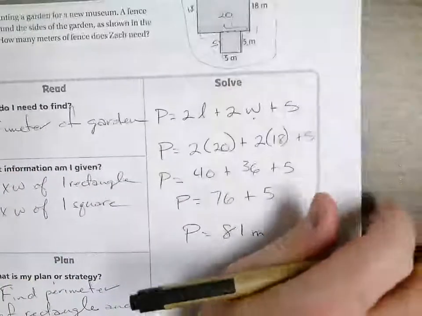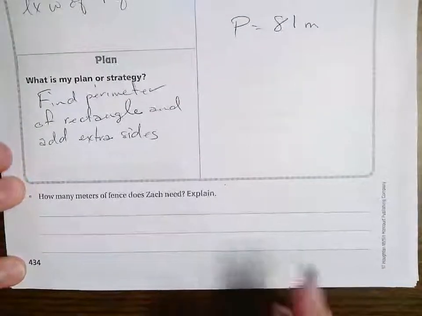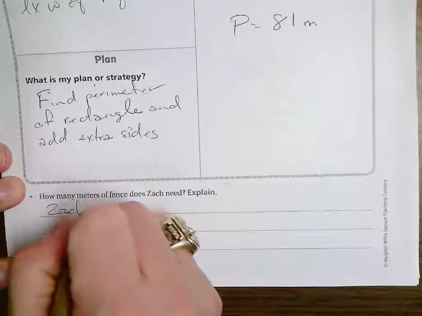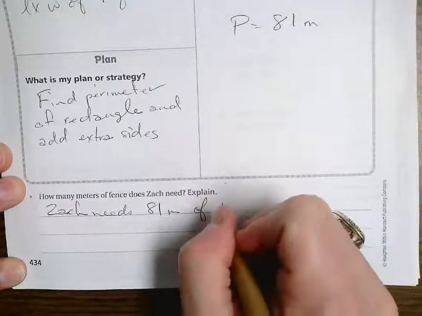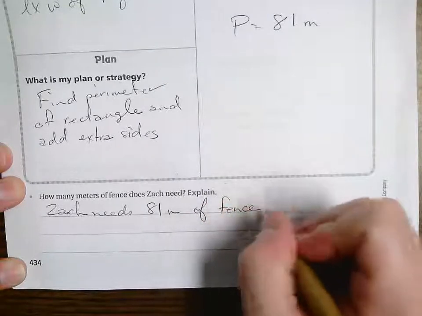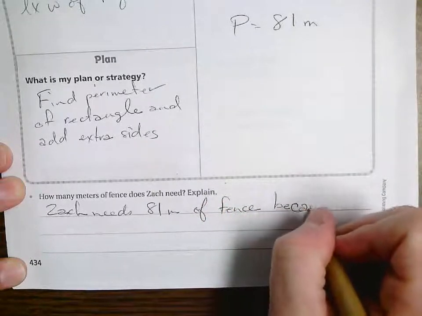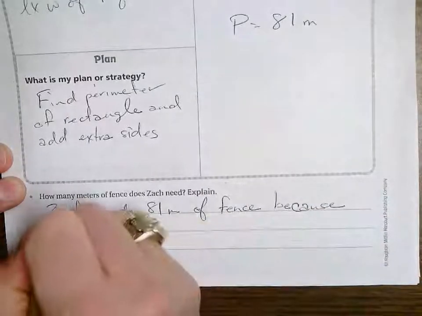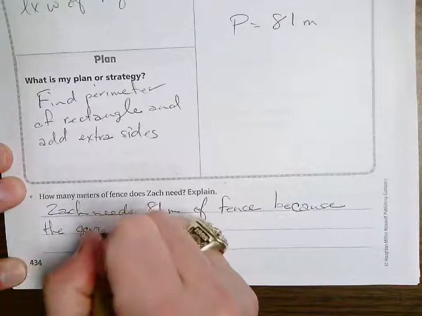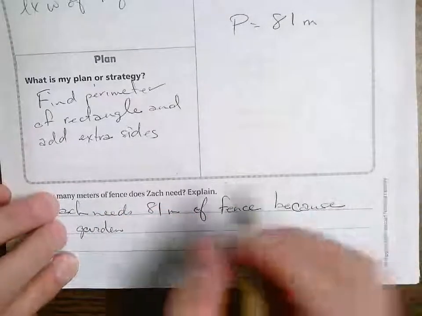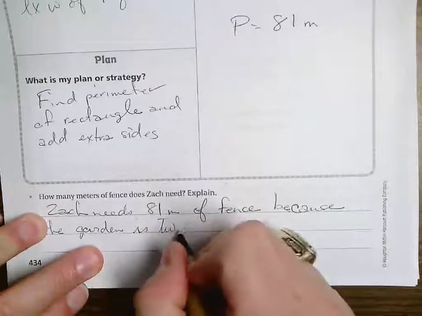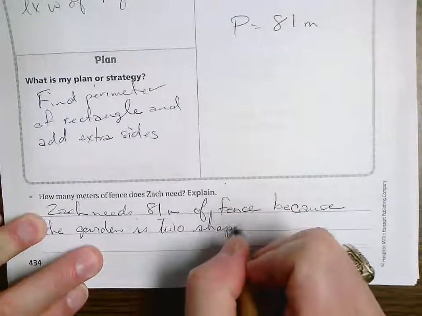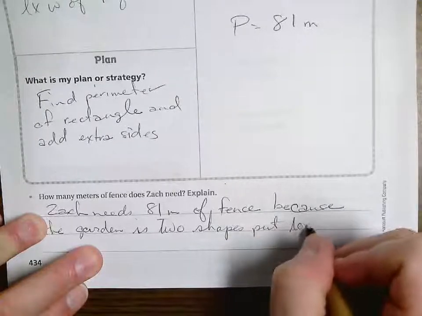So, to answer the question, how many meters of fence does Zach need? He needs, let's see, Zach needs 81 meters of fence. Because the garden is shaped like a rectangle and a square put together. Two shapes put together.